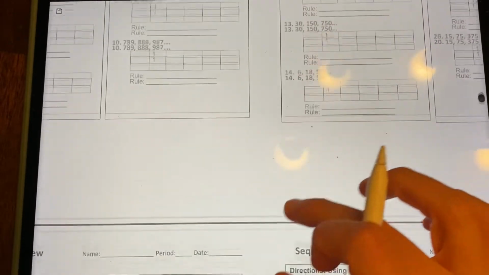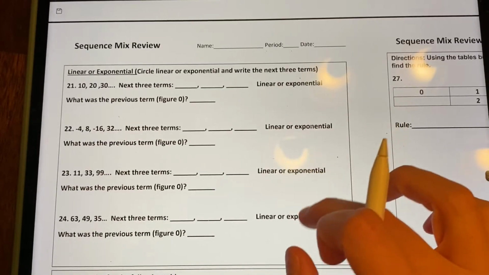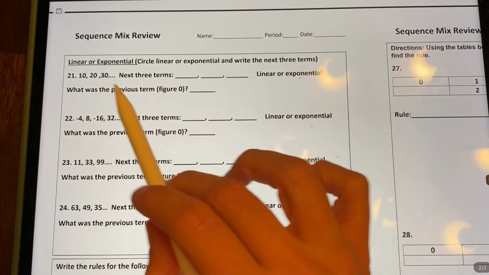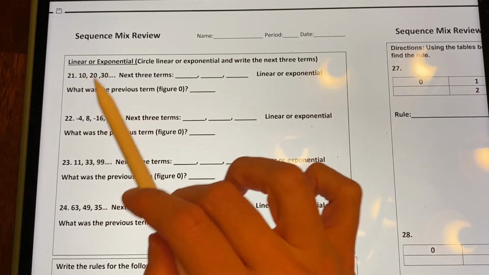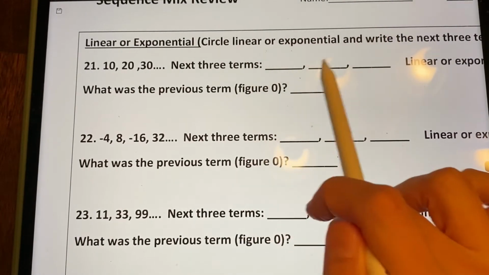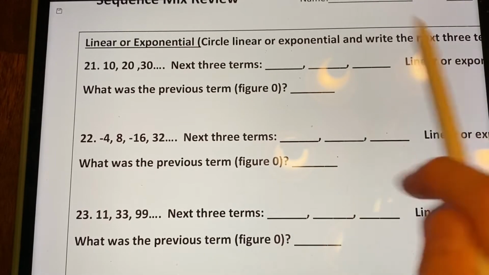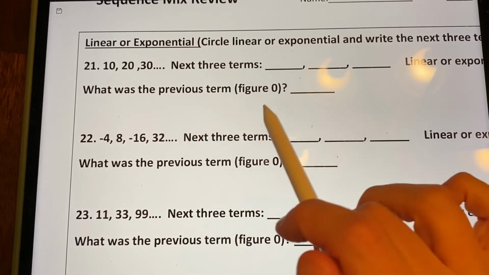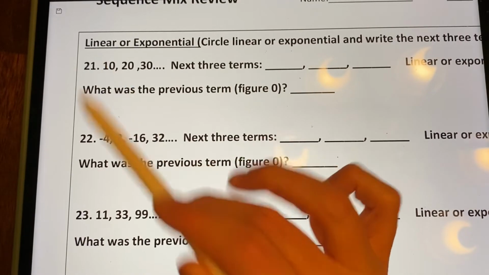Okay, so for the next section, on the back side, you will tell me, is this exponential or linear? We kind of did this yesterday in the warm-up. Tell me the next 3 terms. Tell me if it's linear or exponential. And then what was the previous term? So what would the one before 10 be?